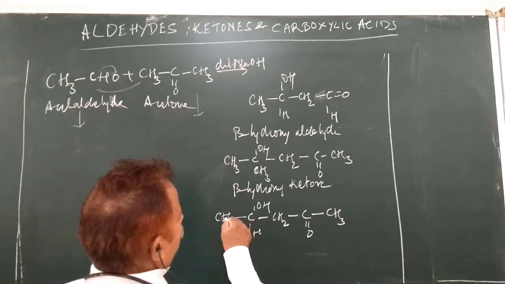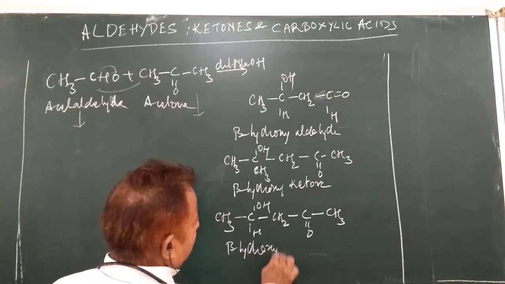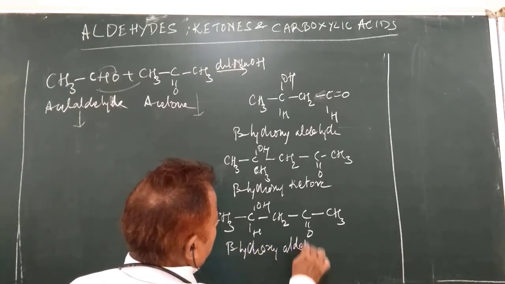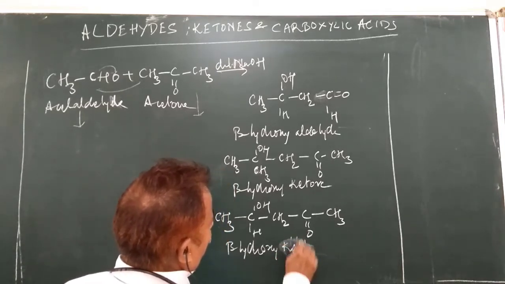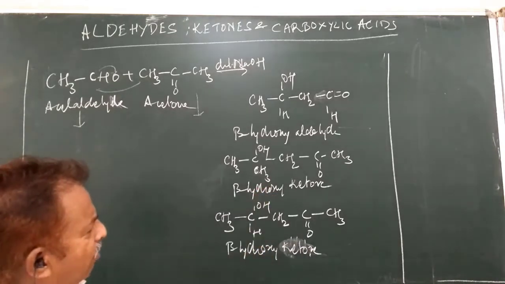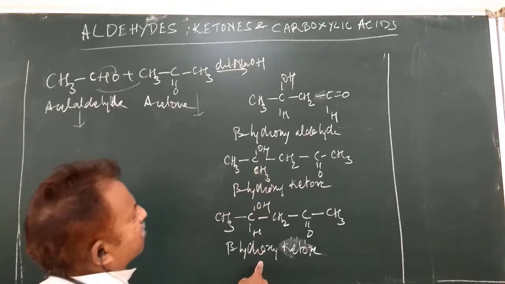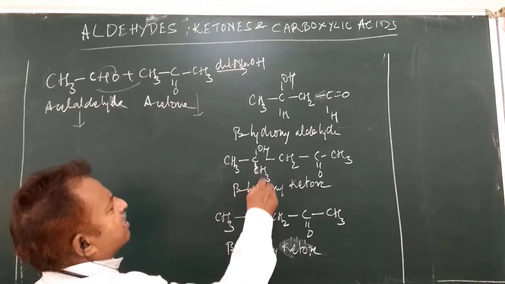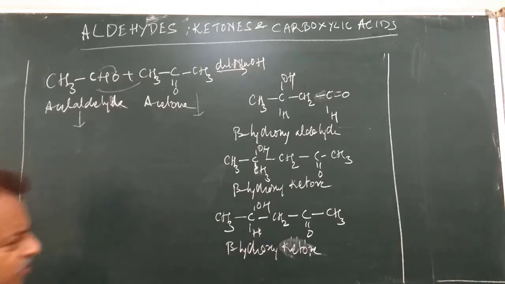1, 2, 3, 4, 5. So this is a beta hydroxy ketone, and this is also a beta hydroxy ketone, but both are different. This substance is different from this substance. Here there is one side chain methyl group, and here there is no such side chain methyl group.